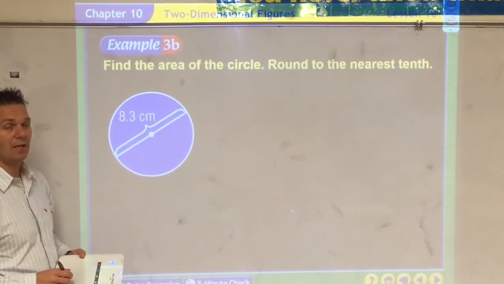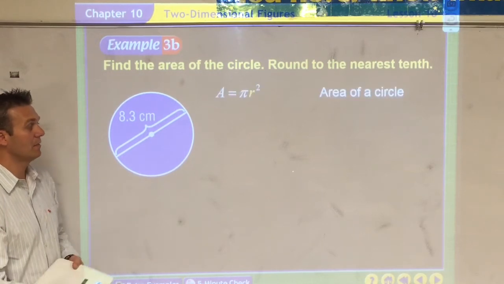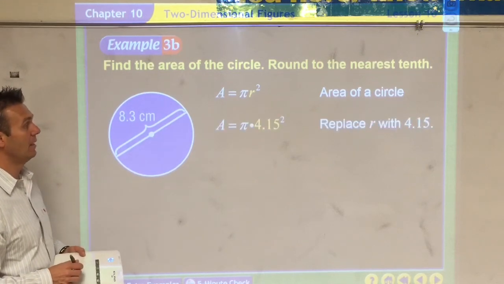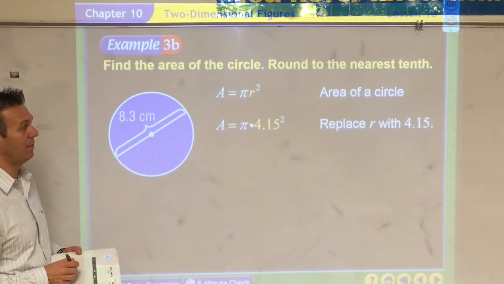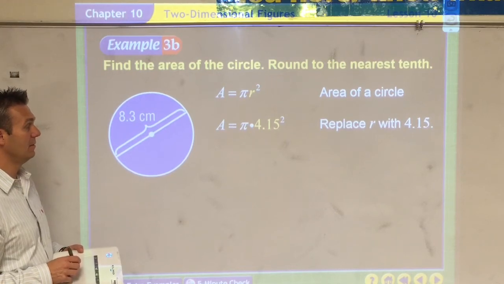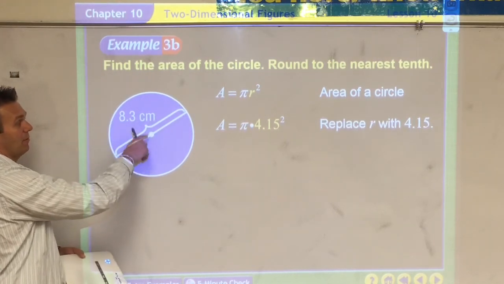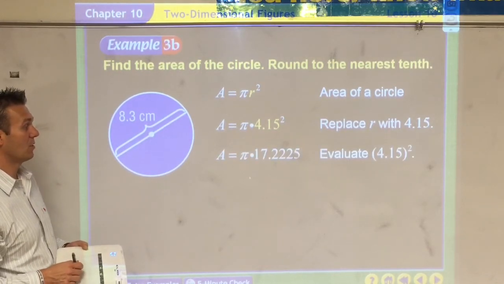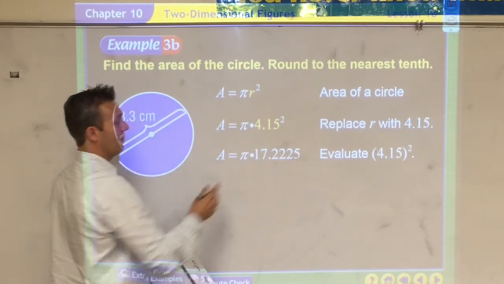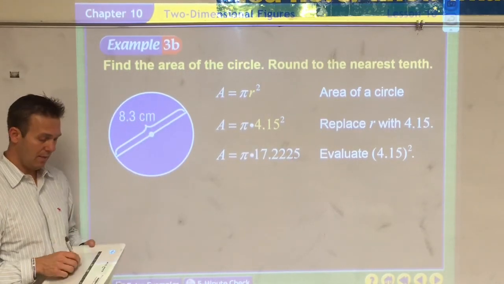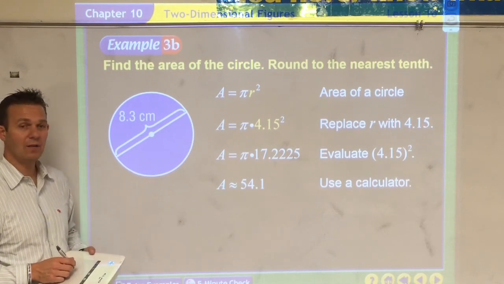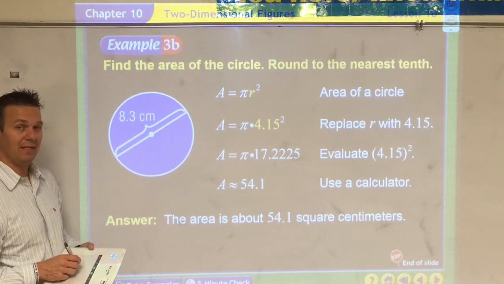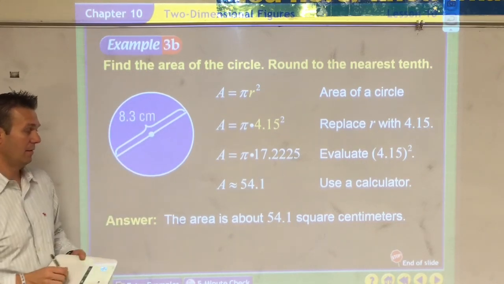Okay, here's another one. This time you have the diameter. Well, you can't do this one directly because the formula is pi r squared. So the first thing you have to do with this is divide it by 2. The 8.3 divided by 2 is 4.15, and you have your r now, because this is the diameter, remember? And then you go ahead and square it: 4.15 times 4.15 gives you 17.2225. Multiply that by pi and you get the answer, which is approximately 54.1. So that would be the area, the inside, that's area.